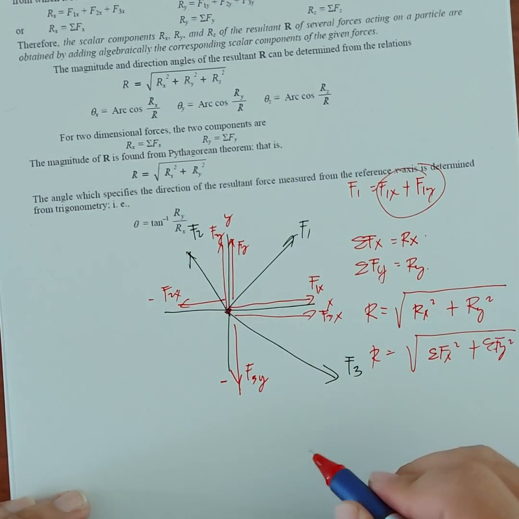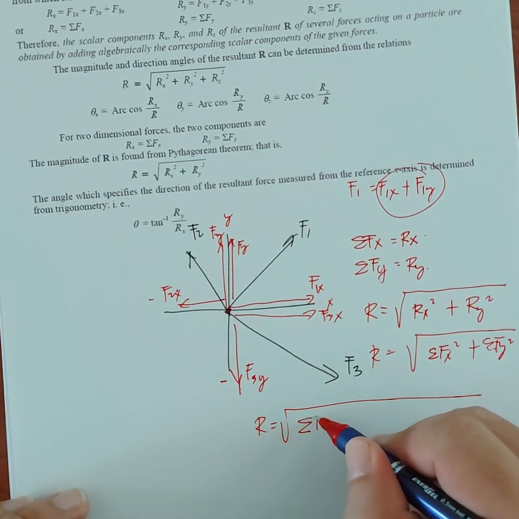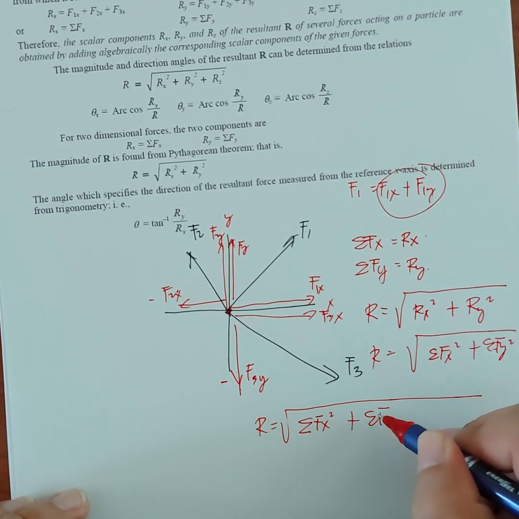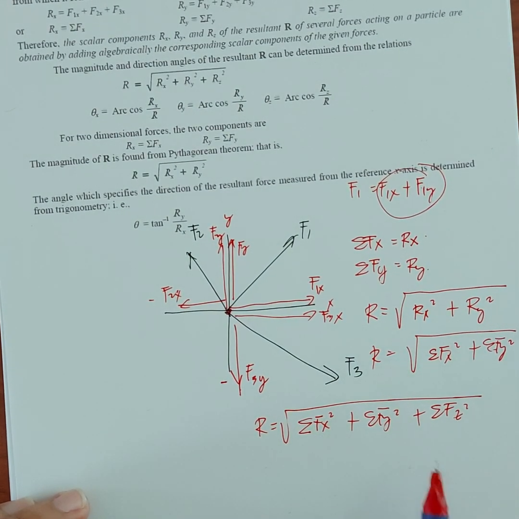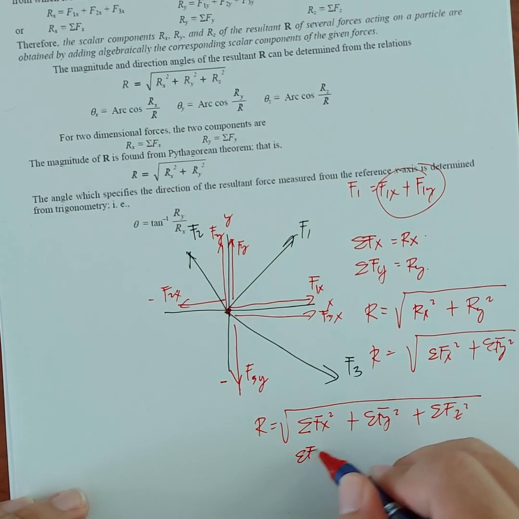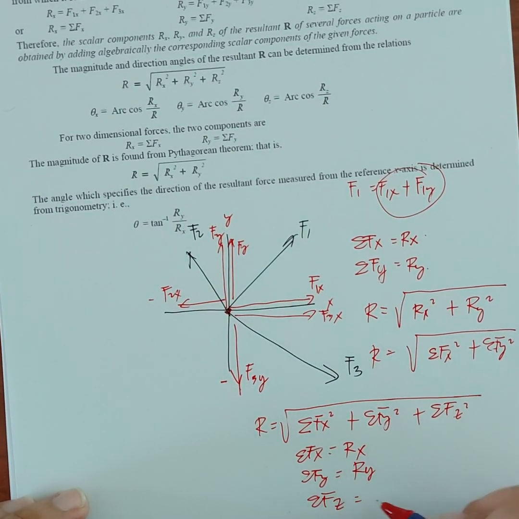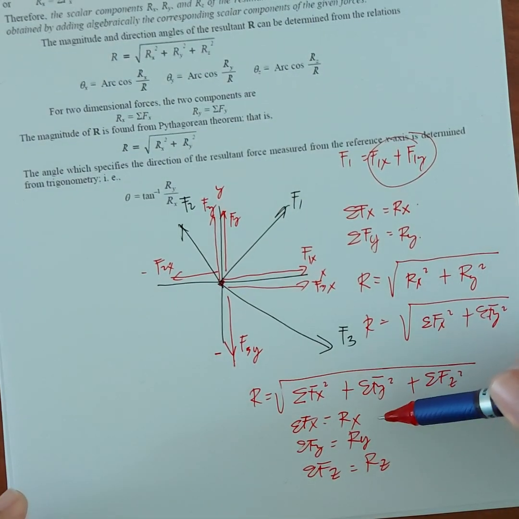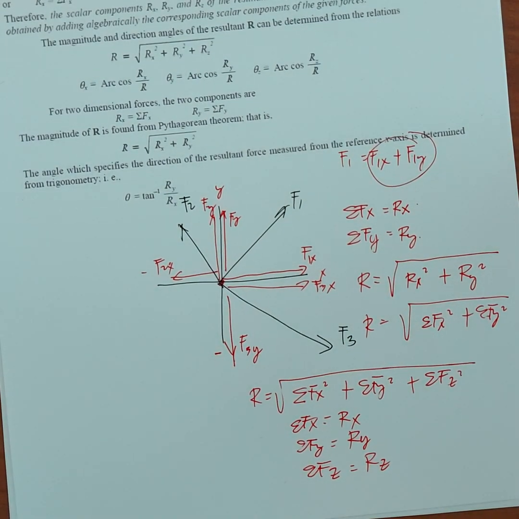So for 3 dimensions naman, the resultant, of course, is equal to the summation of forces along X squared plus summation of forces along Y squared plus summation of forces along Z squared. Okay? So summation of Fx is just R sub X, summation of Fy is just R sub Y, and summation of Fz is just R sub Z. So these are the components of the resultant force along X, Y, Z axis if we're dealing with three-dimensional force systems, concurrent force systems.